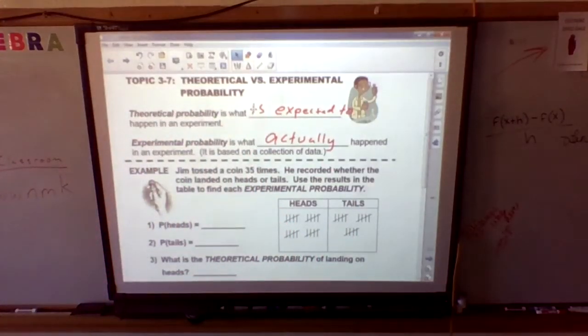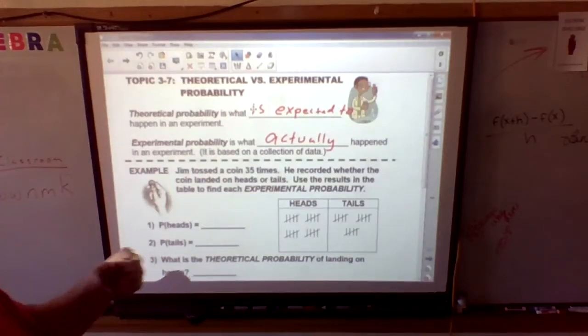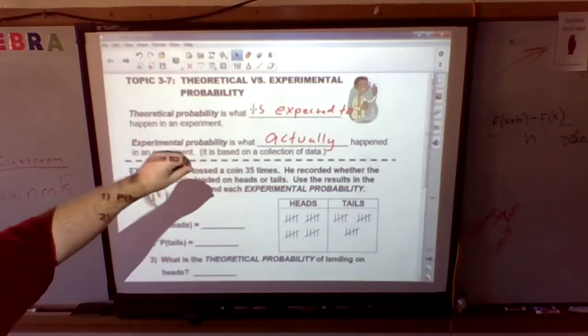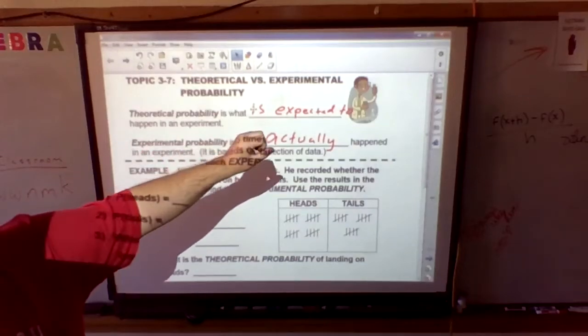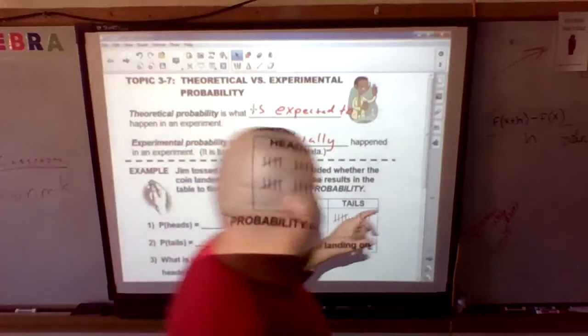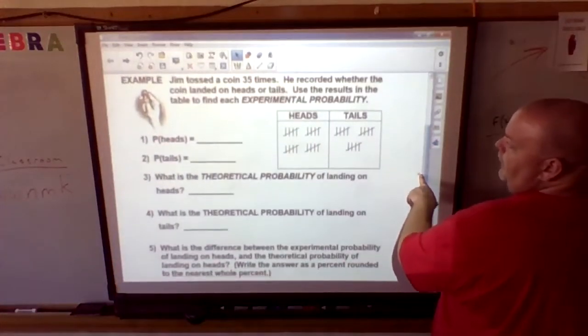Just like in science, you have theories, but then to prove your theory, you have to experiment. But then your experimental data could lead to something else. So theoretical probability is what's supposed to happen, and experimental probability is what actually happened. Sometimes they're the same, sometimes they're different.